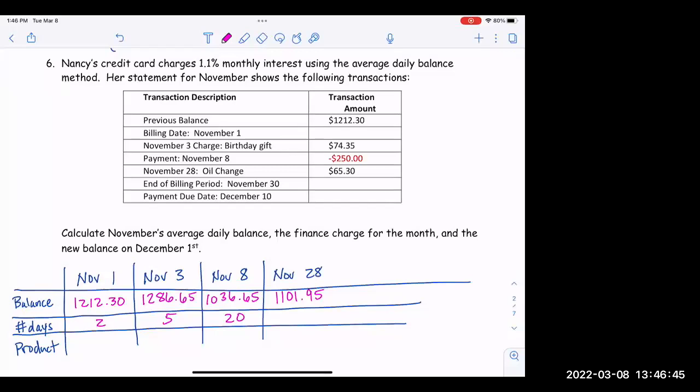And then for that last balance, it changed on November 28th. This would depend on how many days are in your month. In this case, there are 30 days in November, but that could be different; December, for example, has 31 days. So since there are 30 days in November, this would stay at that balance for the 28th, 29th, and 30th. That's 3 days at that balance.